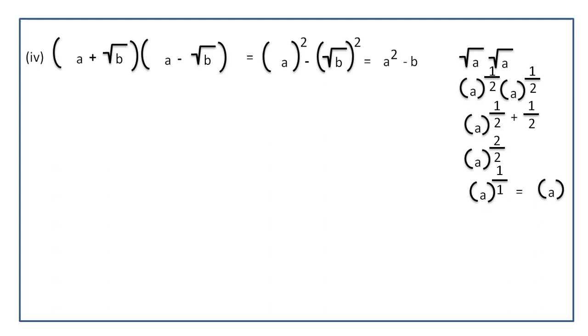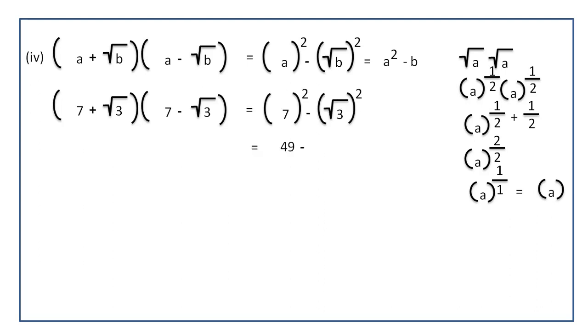Now we see the example. Suppose we have the sum like 7 plus square root 3 into 7 minus square root 3, which is equal to 7 square minus 3. 7 square value is 49. 49 minus 3 is equal to 46.